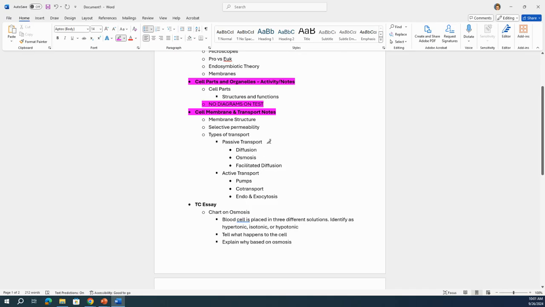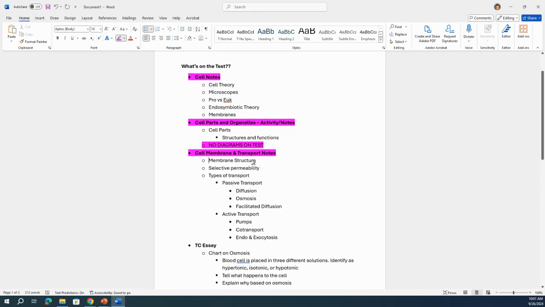All of them are passive, which means they're high to low, and then you have active transport, which is going to be low to high and requires energy, and that includes your pumps, co-transport, and the bulk movement like endocytosis and exocytosis. So this is just a general breakdown. I could have left something out, but for the most part, everything that's on those notes is fair game for the test.